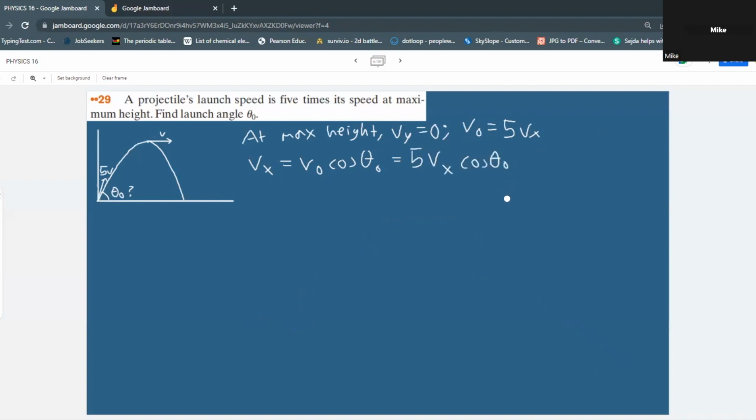Okay. So therefore, cosine theta is equal to 1/5, therefore theta is equal to 78.5 degrees. Nice.